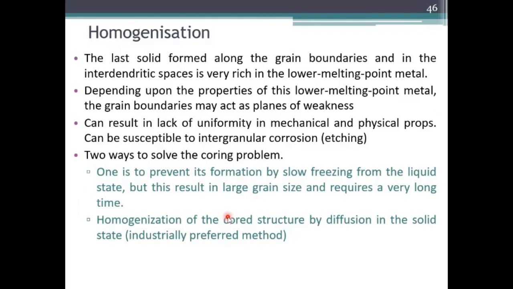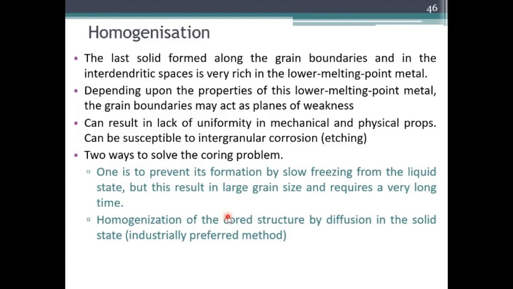Then what is homogenization? It will be forming along the grain boundaries only. The grain boundary will always be a comparatively weaker component, but its property of a lower melting point can be used to get uniformity in the mechanical or the physical properties of a system. That point can be used in the physical or the chemical part of the system, to improve its properties correspondingly.